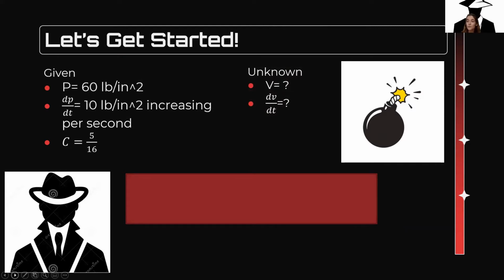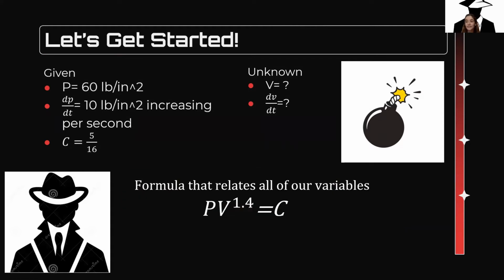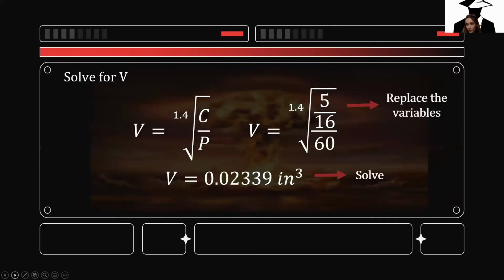In order to solve any related rates problem, you need an equation that has all of the variables in question. The problem gives us that equation, which is pressure times volume to the 1.4 equals C. The first step would be solving for volume. We take the previous equation, and that gives us C divided by pressure, all to the root of 1.4, equals volume. We replace the variables with C being 5/16 and pressure being 60. When we solve it, it gives us that volume is 0.02339 inches cubed.